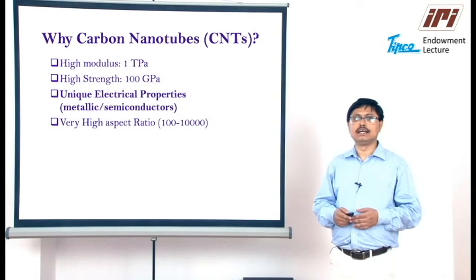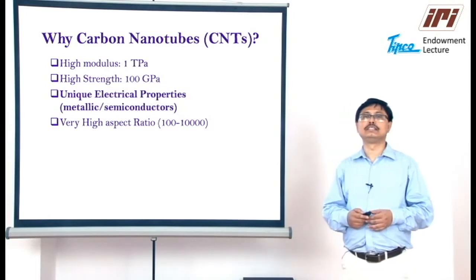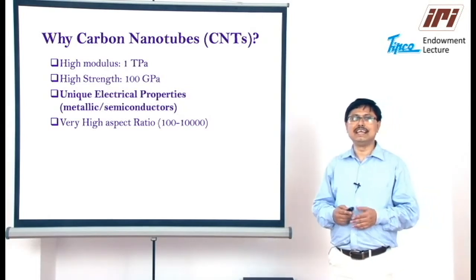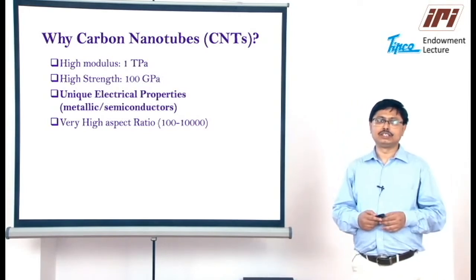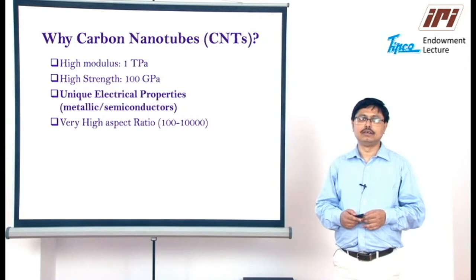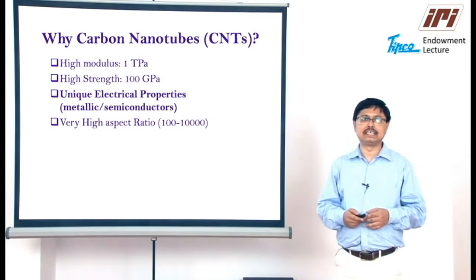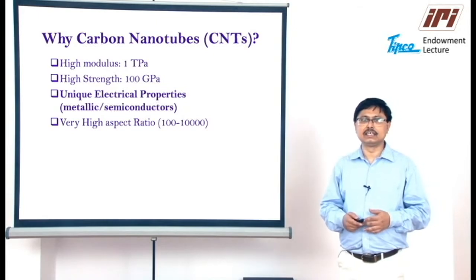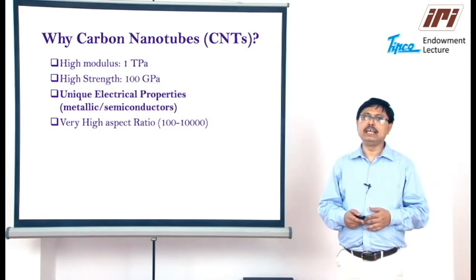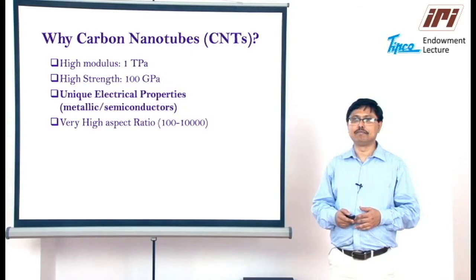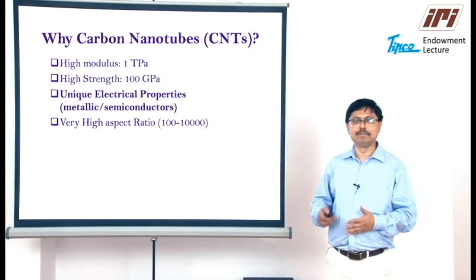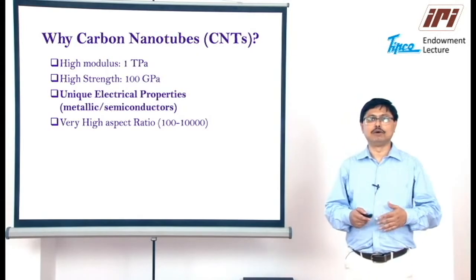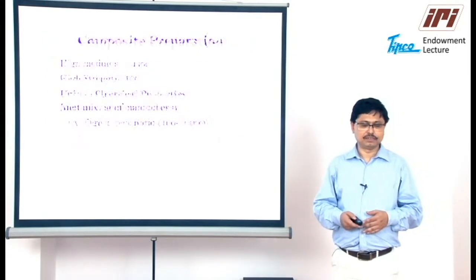If you look at the intrinsic properties associated with the carbon nanotubes, they are really unique in nature. The very high modulus, close to 1 terapascal, very high strength, close to 100 GPa of tensile strength, their unique electrical conductivity and very high aspect ratio make them one of the very outstanding materials as a filler material in the polymer based composite materials.